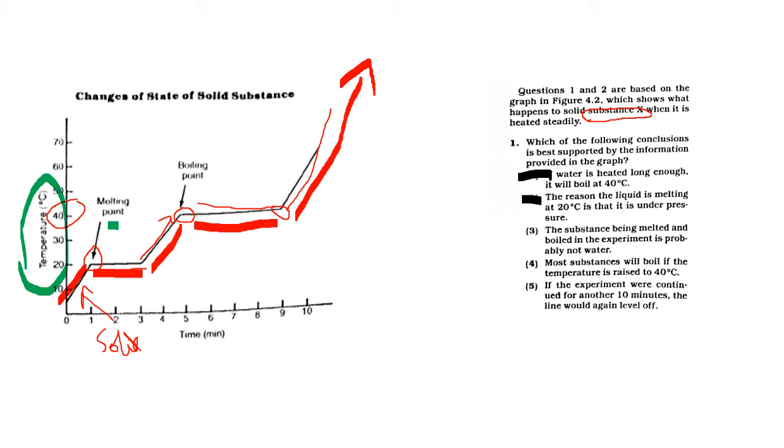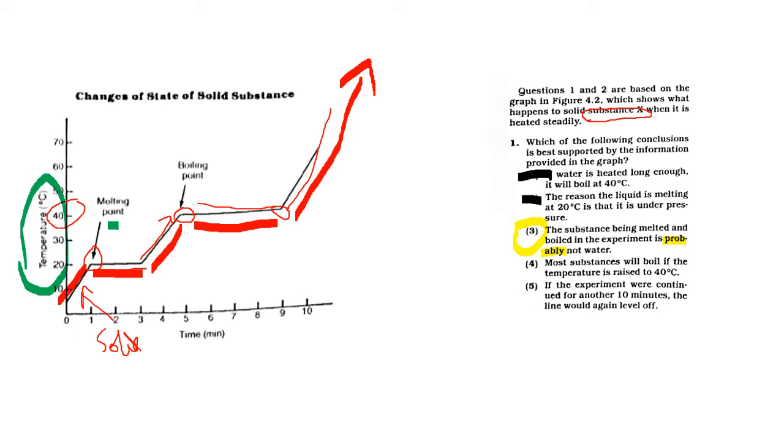Number 3. The substance being melted and boiled in the experiment is probably not water. Well, we know that water melts at 0 degrees and water boils at 100 degrees. This is 20 degrees and 40 degrees. So number 3 is quite possible. The only small problem is it says probably, and we might want to say sure.